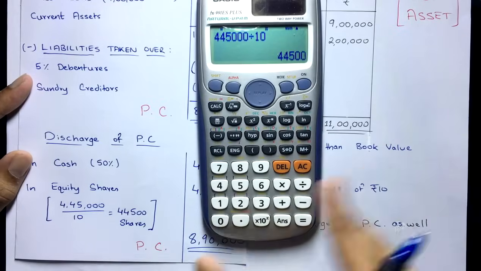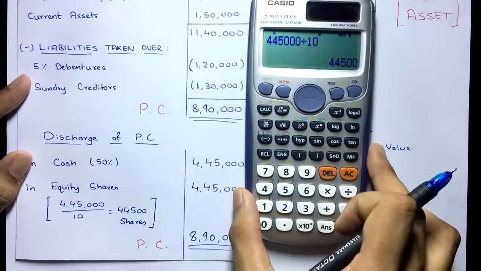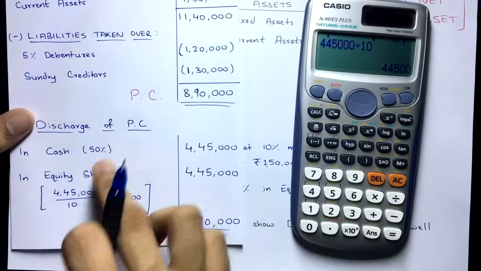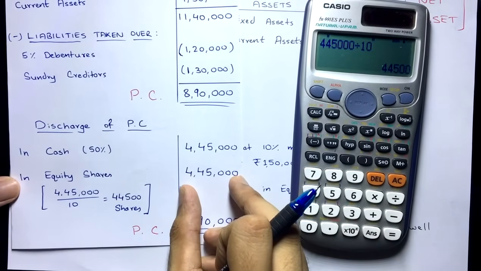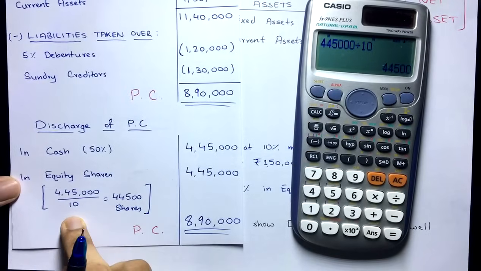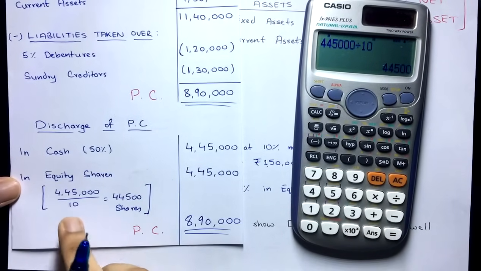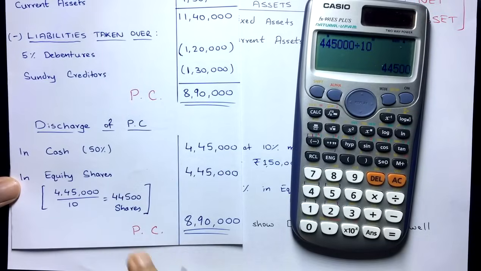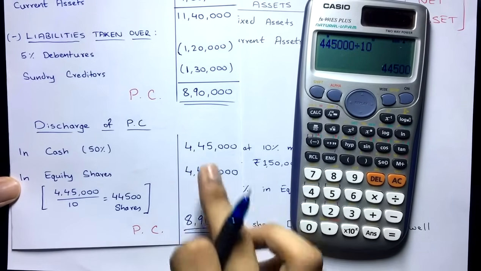If they ask in the question, then you have to show them the number of shares to be issued. Right? This is simple, right? 50% in cash, then 50% in equity shares. And then if you want to calculate the number of shares to be issued, then just divide it by the issue price. But here issue price is not there. The face value is there. So we'll take the face value, 44,500 shares to be issued. So this is how 8,90,000 purchase consideration is to be discharged.